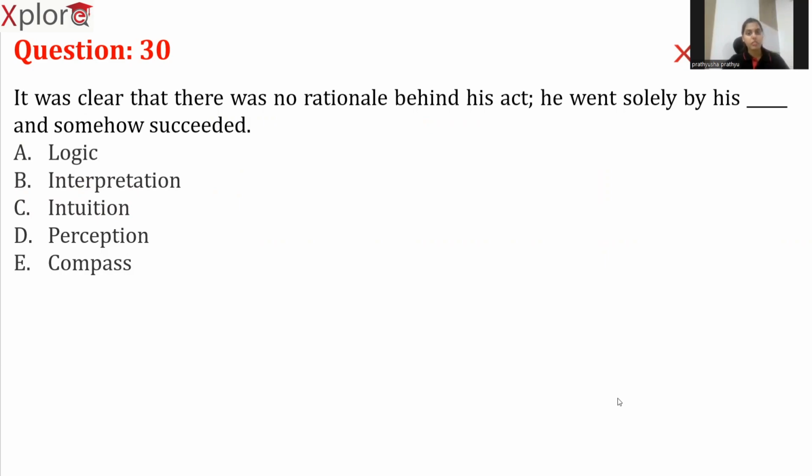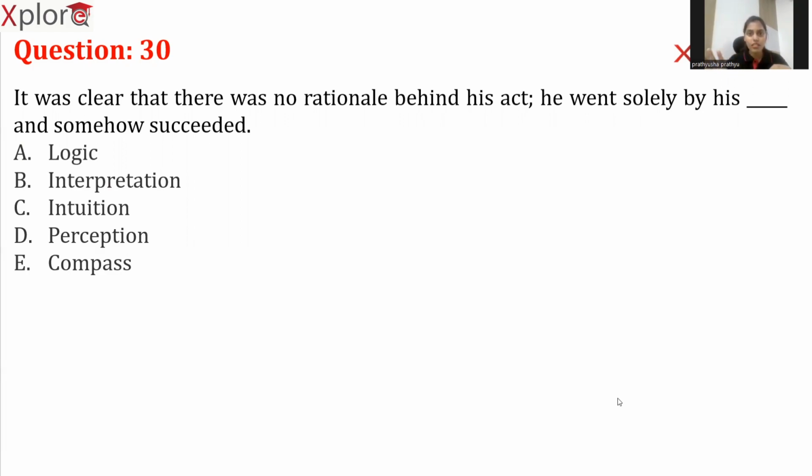So, what is the first half of the sentence saying? It was clear that there was no rationale. It means there was no logical reason behind his act. If I'm explaining something, there is a reason behind it, right? But here, it is saying that there was no logic behind his act. Means he did something, and there is no logic why he did it. Okay, and it is very clear.